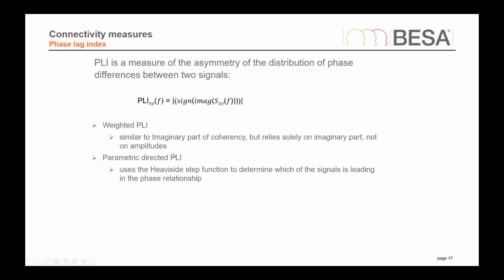However, there's a couple of different flavors of it that we can use. And if we look at the parametric directed PLI, which uses a Heaviside step function, then we can actually determine which of the signals is leading in the phase relationship. So it's in that way a little bit similar to the imaginary part of coherency.